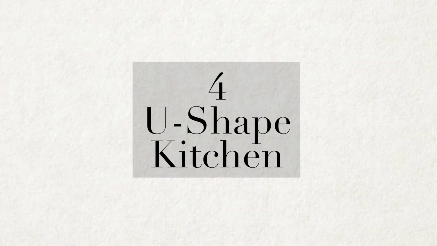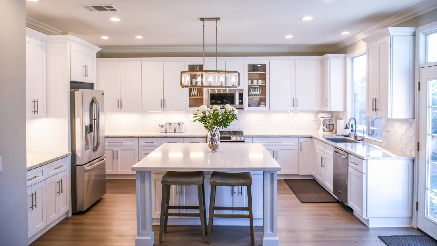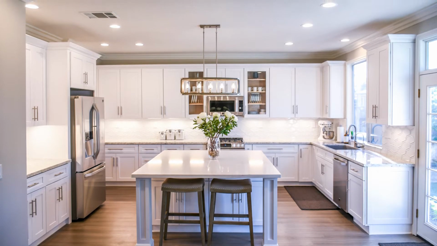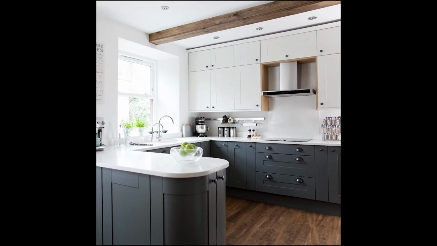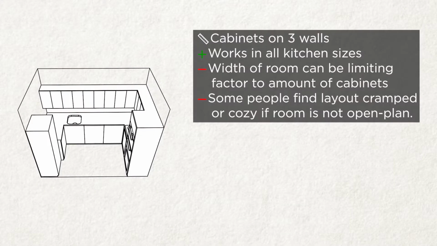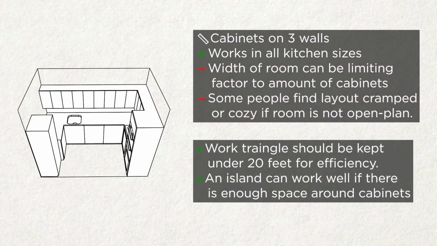Type 4, the U-shaped kitchen. U-shaped kitchens have cabinets on 3 walls, and they can be a good way to get a high number of units in a small space. You can also add an island into a U-shaped kitchen, but some people may find this claustrophobic if the room is too small.